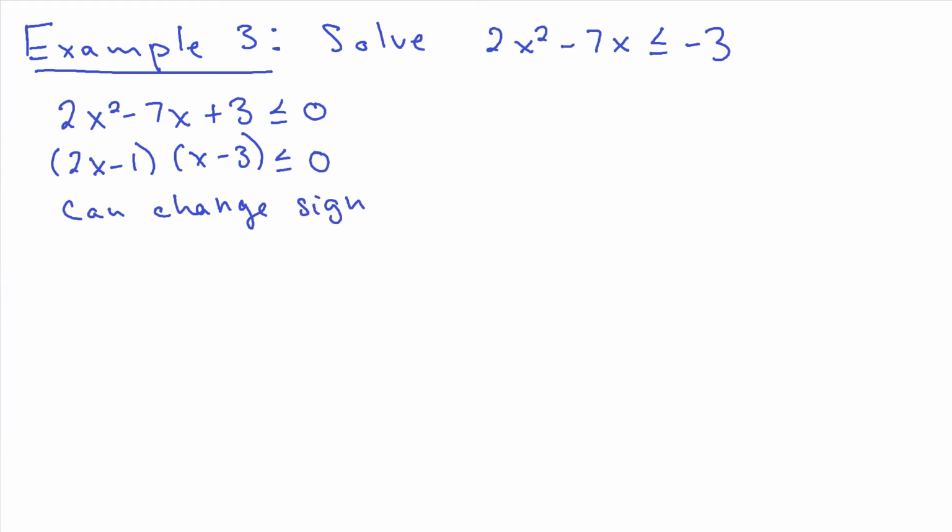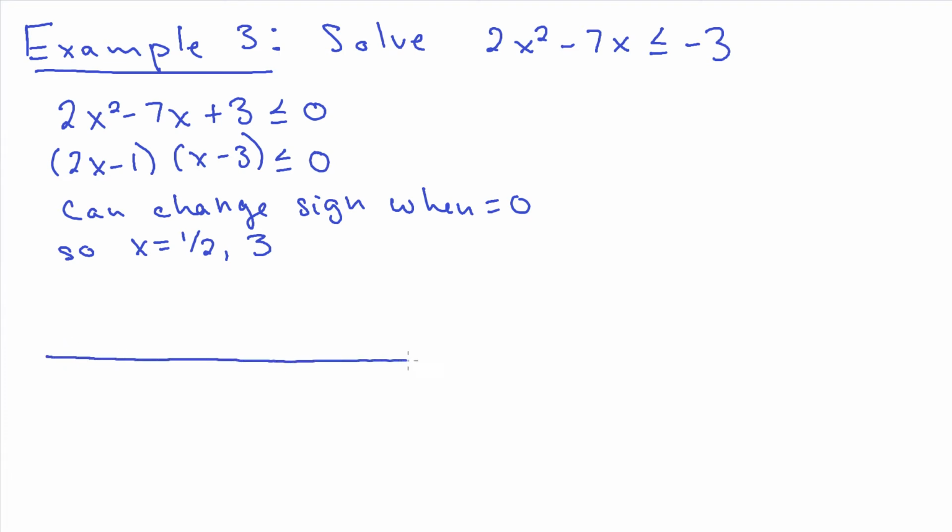This is a polynomial, so it can change sign when it's equal to 0. So it's when x is 1/2 and when x is 3. All right, so here is the kind of complicated part. In order to figure out where this expression is positive and negative, I know it can change sign at x equals 1/2 because that's where it's equal to 0, and it can change sign at x equals 3.